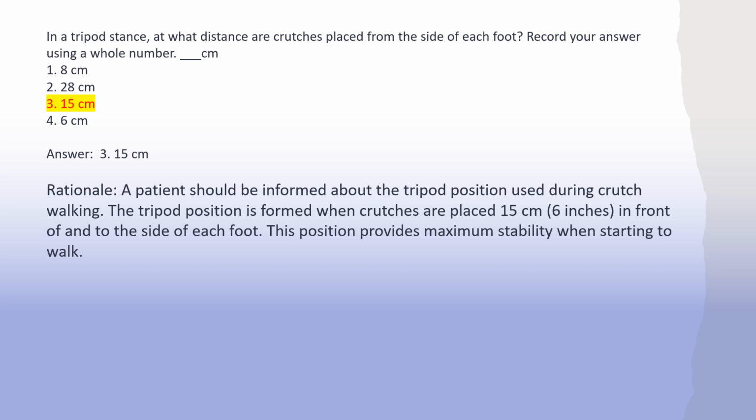Answer 3. 15 centimeters. Rationale: a patient should be informed about the tripod position used during crutch walking. The tripod position is formed when crutches are placed 15 centimeters (6 inches) in front of and to the side of each foot. This position provides maximum stability when starting to walk.